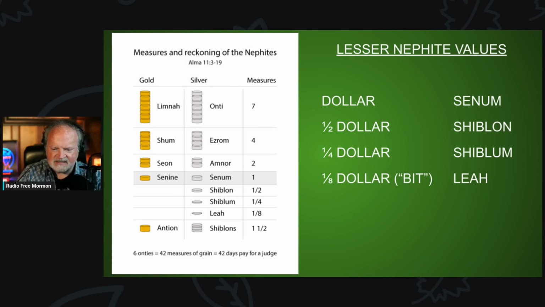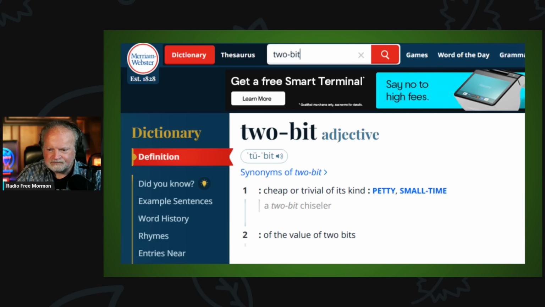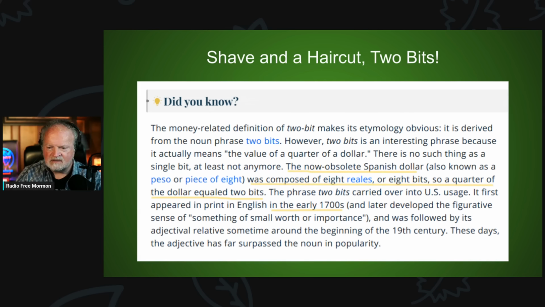Of course, they also had pennies and dimes. In fact, my understanding is that a 15-cent piece was called a long bit, and a 10-cent piece was called a short bit, because a bit was 12.5 cents. All right, let's continue. Oh, and 2-bit is an adjective now, right? It means cheap or trivial. That's 2-bit, right? It's petty, small time, but it's also the value of 2 bits. Shave and a haircut, 2 bits.